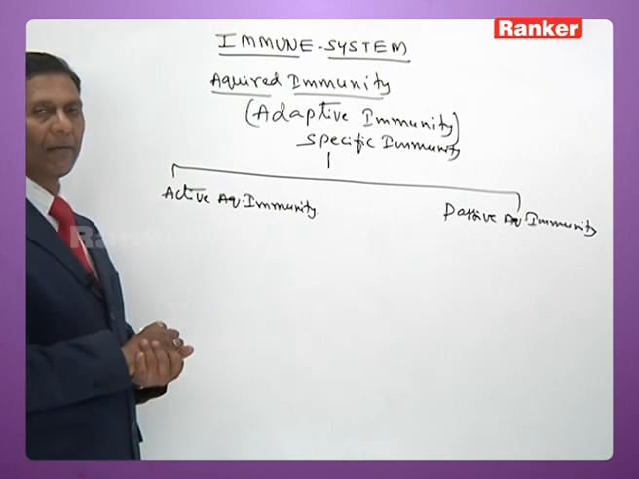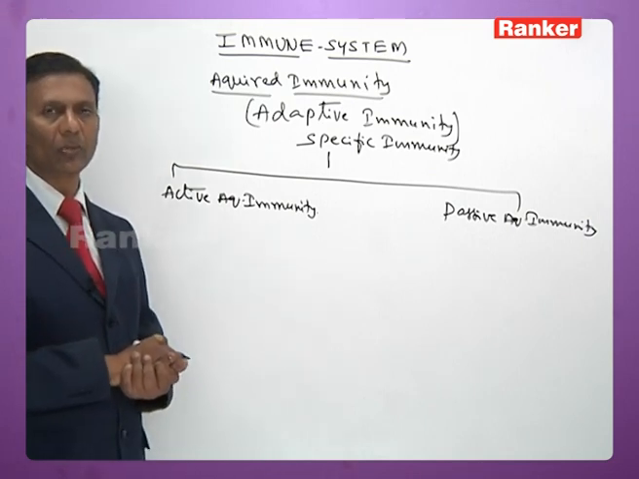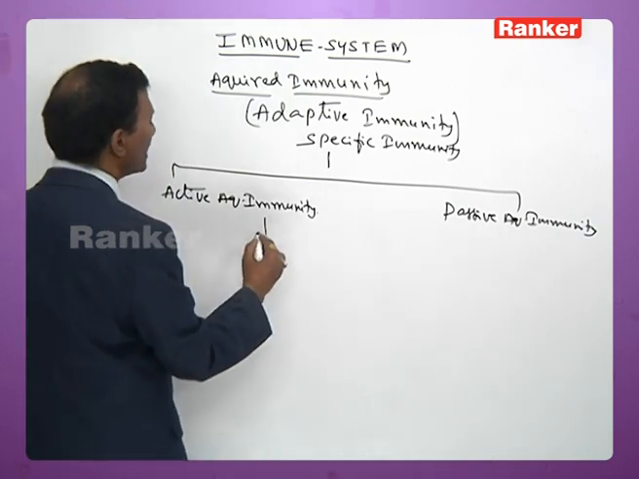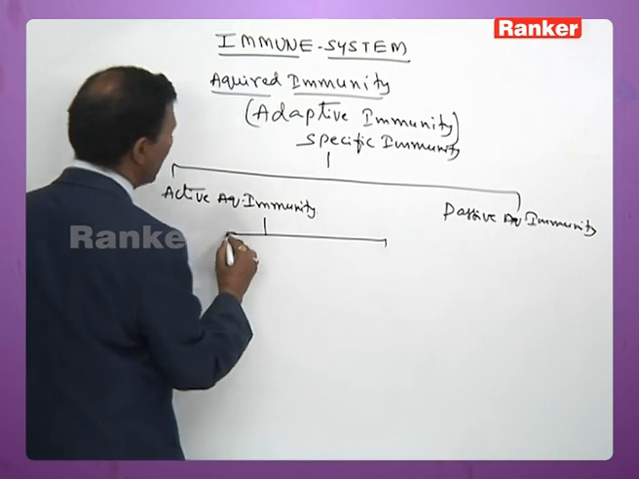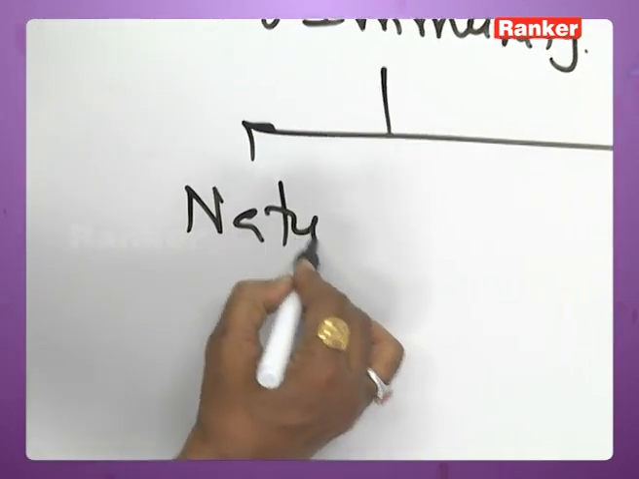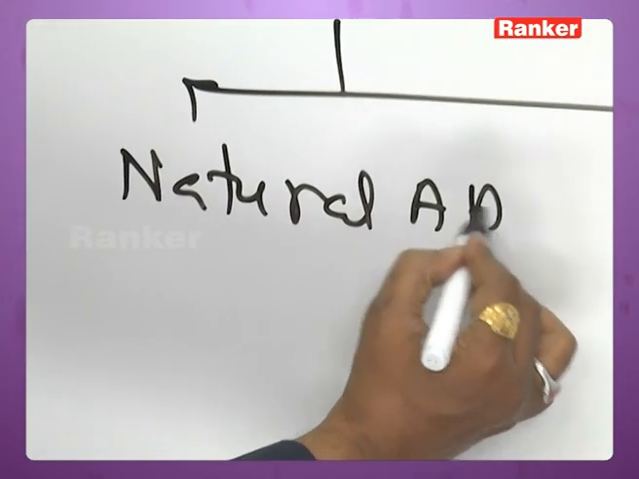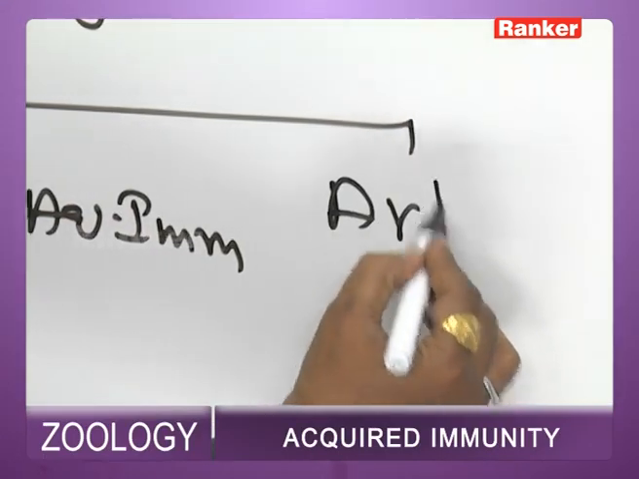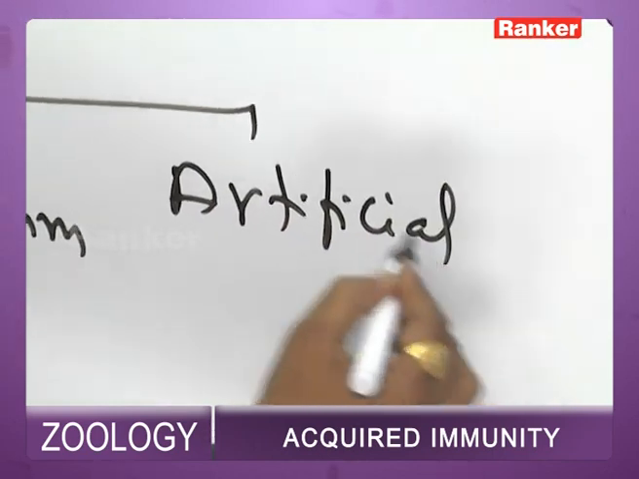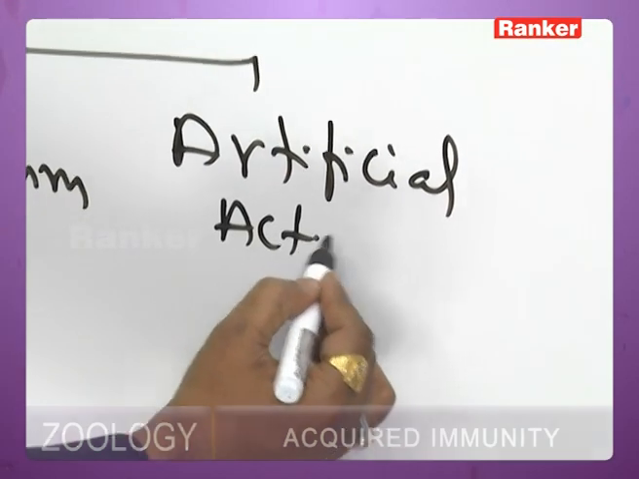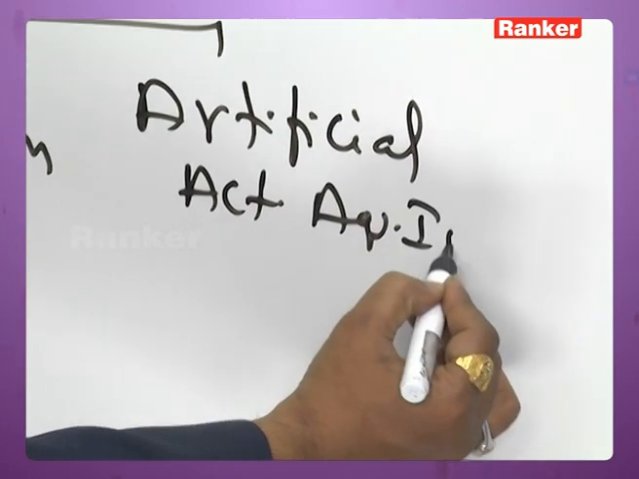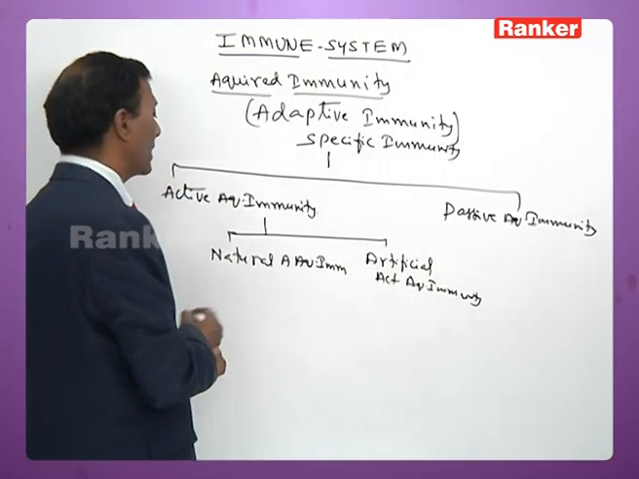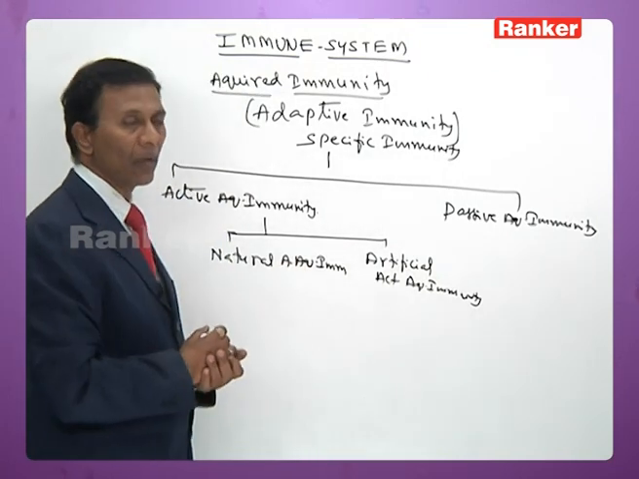The immunity that develops in the human body in response to the pathogen can be called active acquired immunity. This active acquired immunity is again divided into two types: natural active acquired immunity and artificial active acquired immunity.